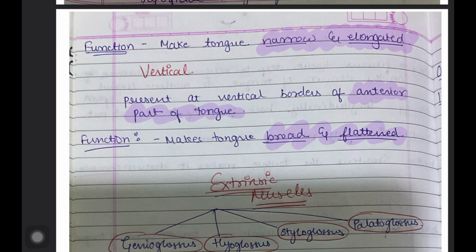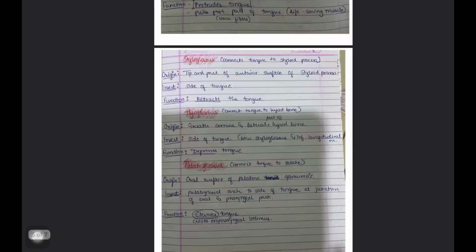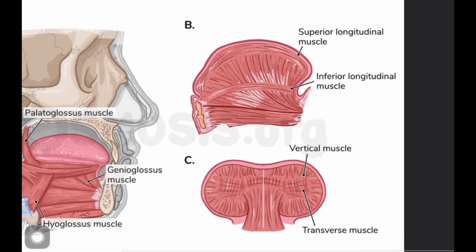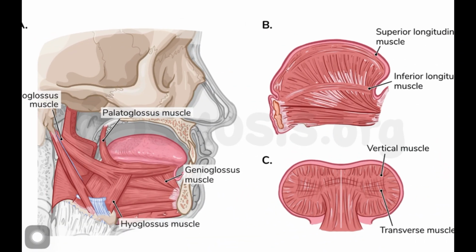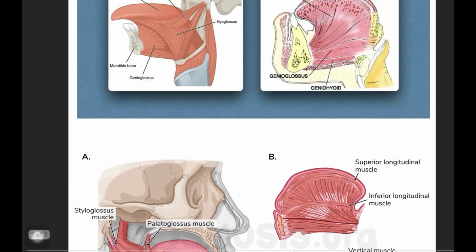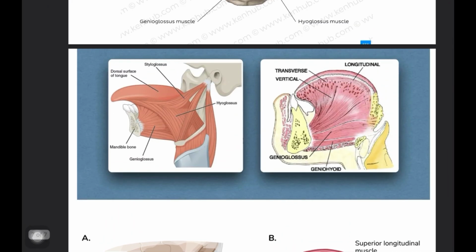Just the reverse of the transverse muscle. The transverse muscle makes it narrow and elongated. Here the vertical muscle makes it broad and flattened. Okay, if we look at the image here, these are the vertical muscles. Okay, and these are the transverse muscles which go from one part of the tongue to another part of the tongue. Alright, see, these are the transverse and these are the vertical ones.